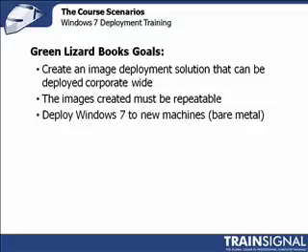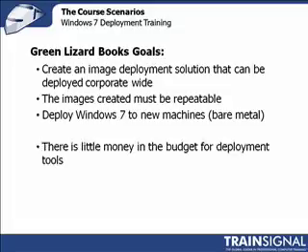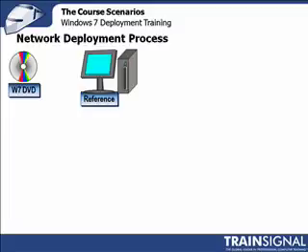They need to be able to deploy Windows 7 to new machines in a bare metal scenario, and they're going to be doing refresh and replace scenarios as well. Even though this is a big, huge conglomerate, they're saying that there's little to no money in the budget for deployment tools. But they are a software assurance and an enterprise client of Microsoft. To accomplish these goals, they'll need to perform network deployments. So I'll show you what the network deployment process looks like.